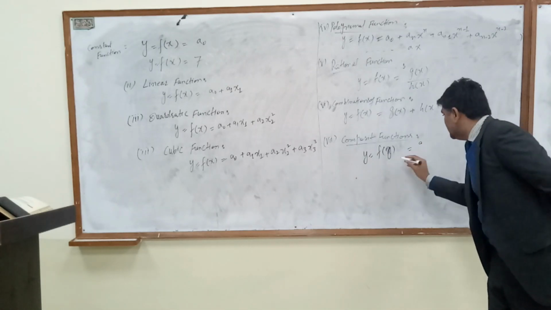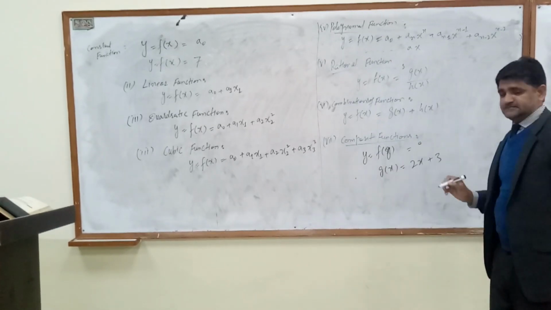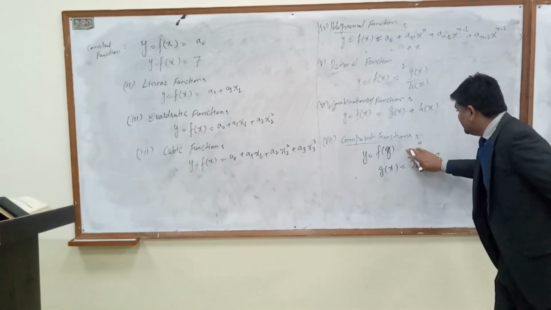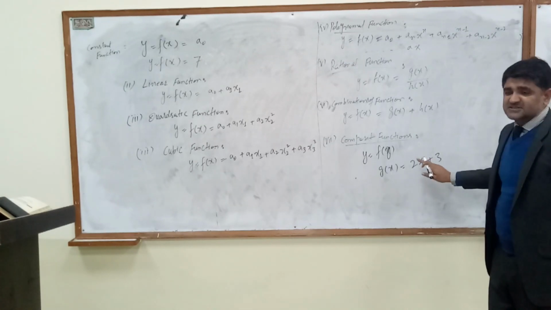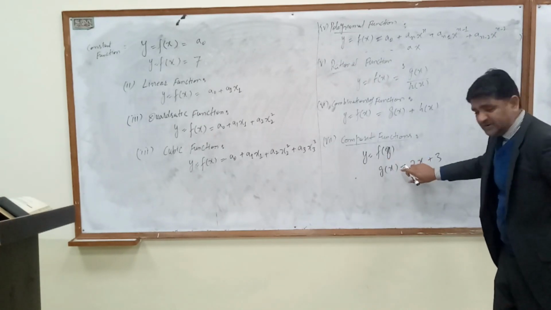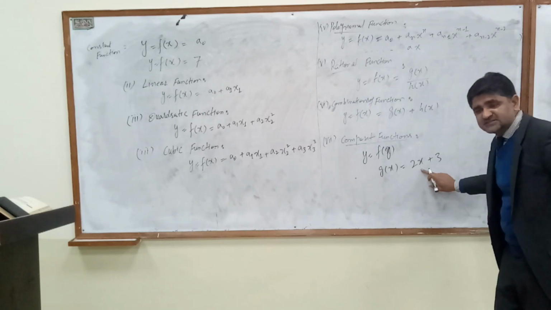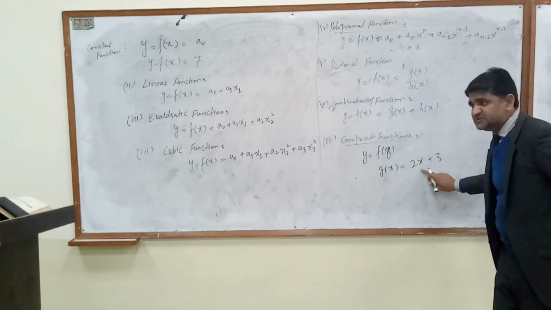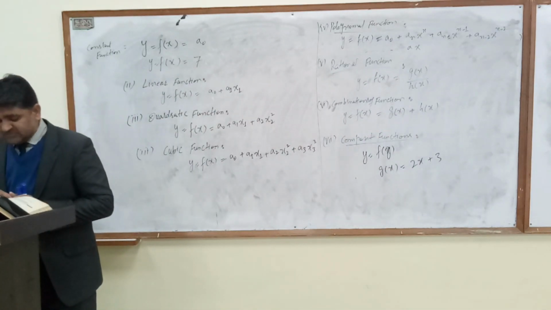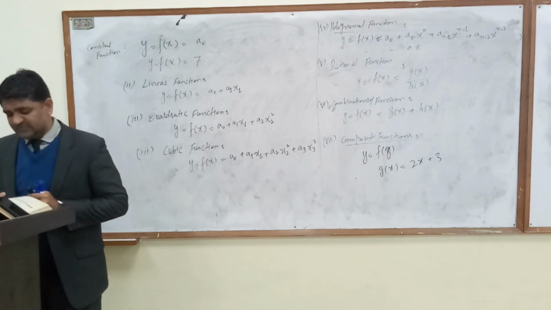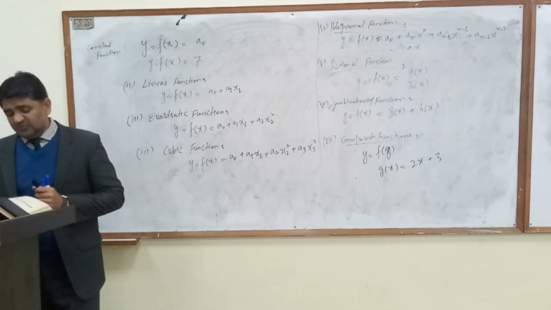So g of x is equal to, for example, 2x plus 3. Y is a function of g, and g is a further function of x. When the value of one function is determined based on the value of another function, that is called a composite function. If we look at the book, a composite function exists when one function can be viewed as a function of the value of another function.